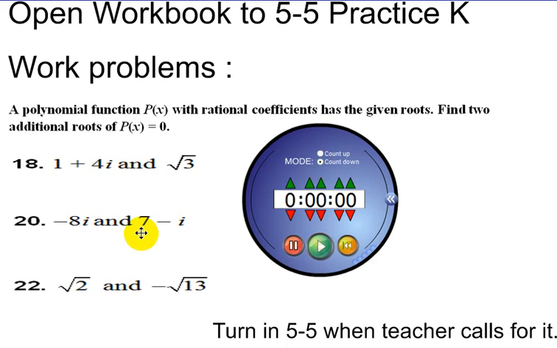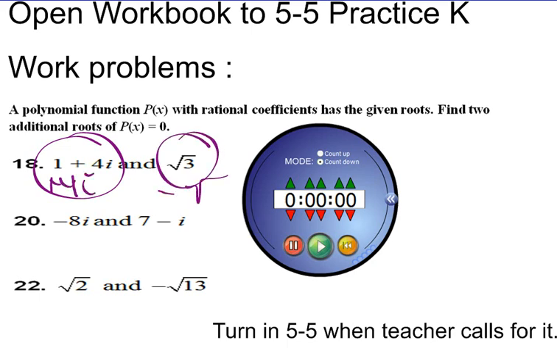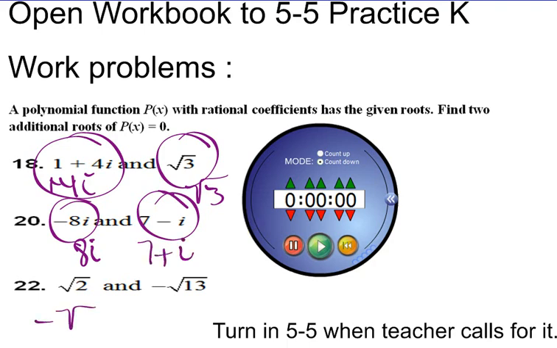Okay, so everybody has a graphing calculator. Now let's look at these answers real quick. So this one, what's the first other root? 1 minus 4i. And how about this one? Negative radical 3. And this one? Positive 8i. And this one? 7 plus i. And how about the bottom? Negative rad 2 and positive rad 13.